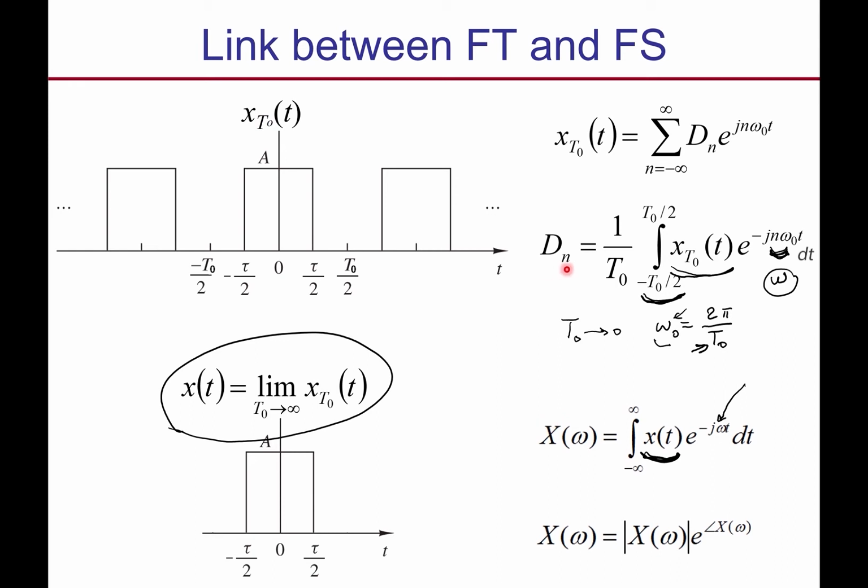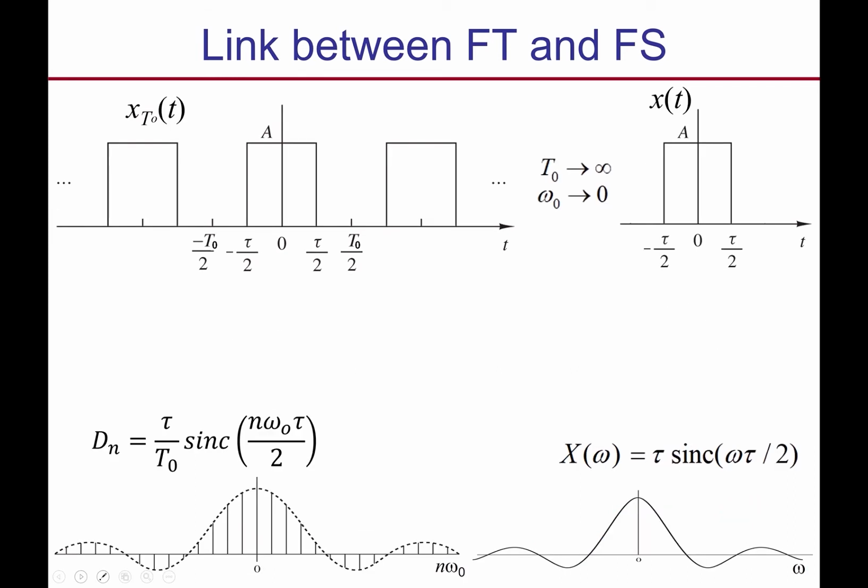Here, it will be dn, discrete frequency component harmonics. Here, x of omega is continuous frequency. And usually, it will be complex. It has a magnitude and it has a phase. Let's look at this one. So for this periodic signal we calculated dn in the Fourier series chapter, and we found dn is this one.